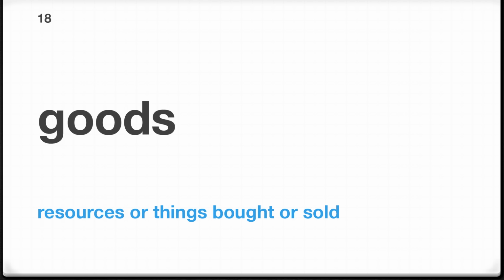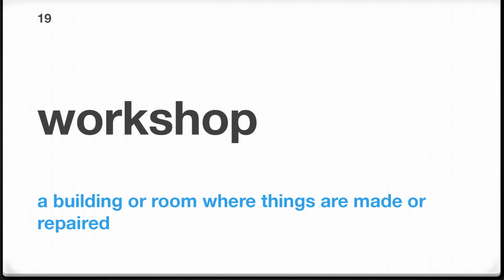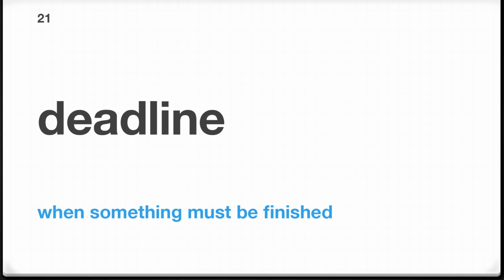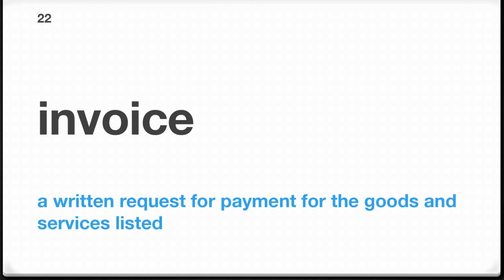Resources or things bought or sold. Goods. A building or room where things are made or repaired. Workshop. The business or central part of a city or town. Downtown. When something must be finished. Deadline. A written request for payment for the goods and services listed. Invoice.